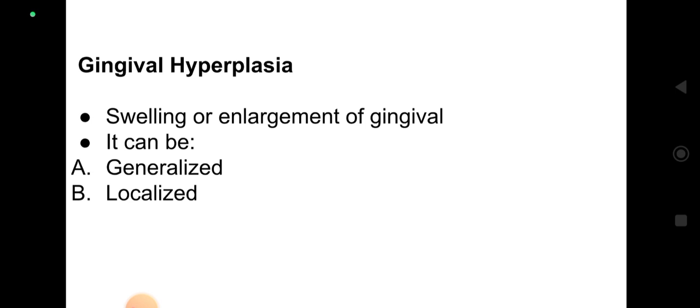Now we will know about gingival hyperplasia. It is the swelling or enlargement of gingiva. It can be generalized or localized.